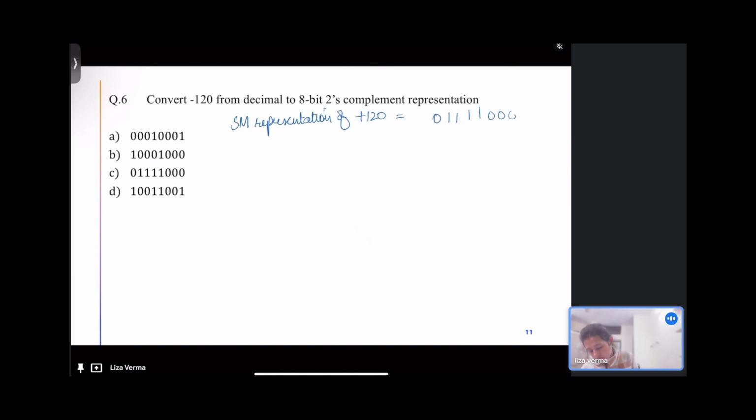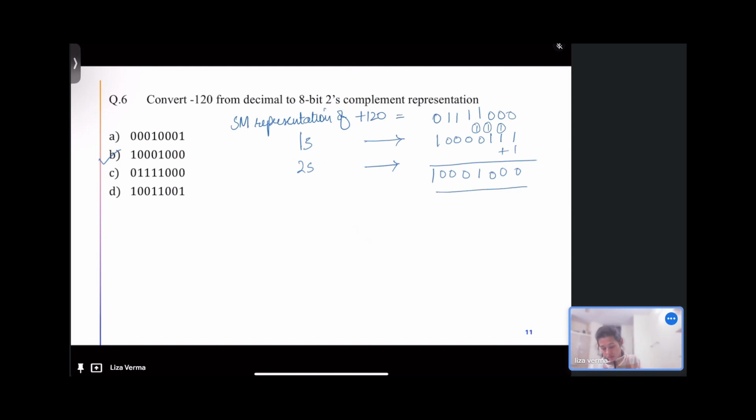Let's take its ones complement. That will be 1 0 0 0 0 1 1 1. Taking its 2's complement by adding 1 to the LSB, we get 1 0 0 0 1 0 0 0 plus 1, which is 1 0 0 0 1 0 0 1. This is the 2's complement representation of minus 120. Let's see if we have an option here. Yes, B is the correct answer.